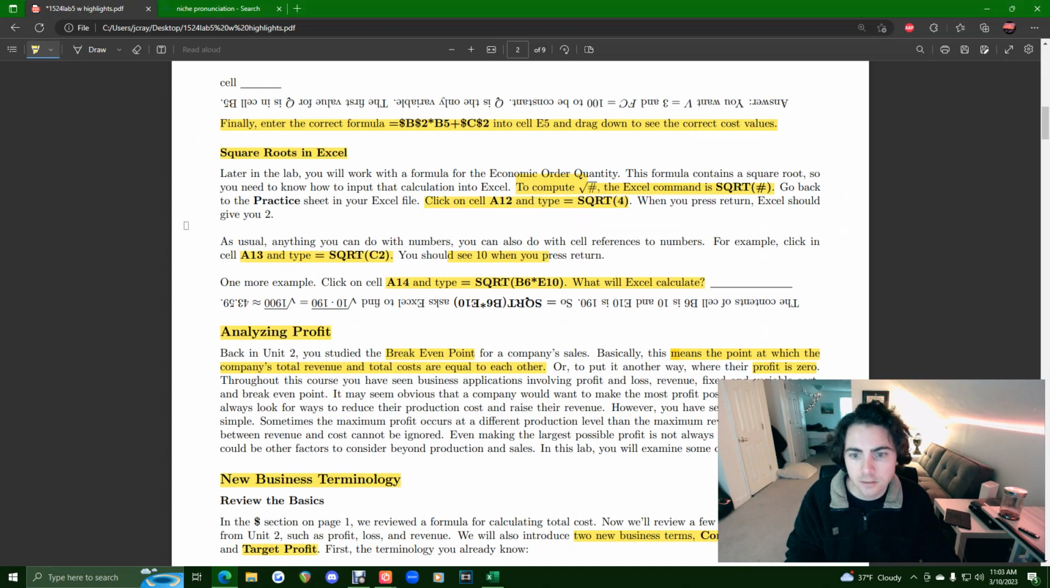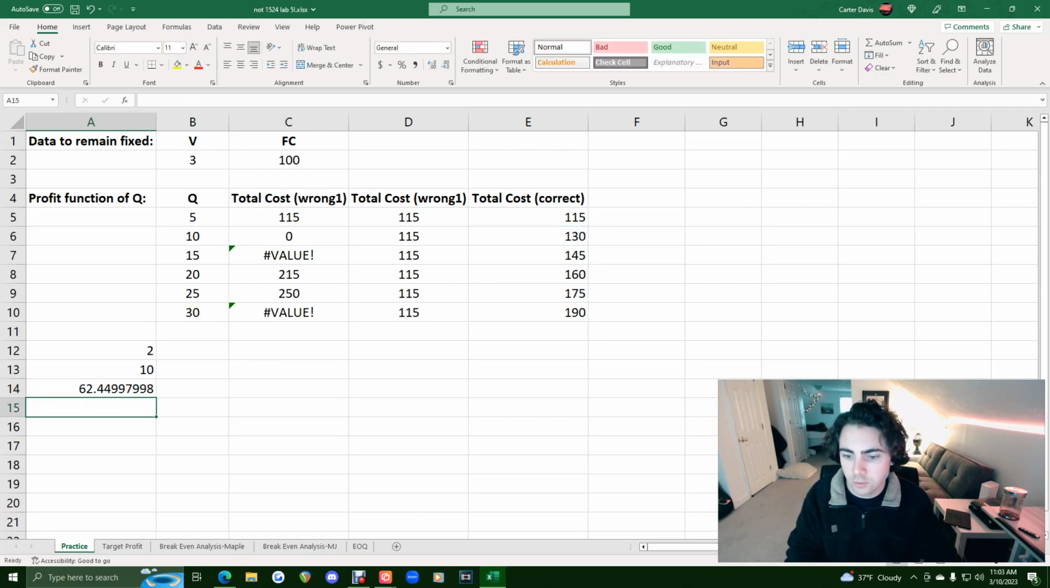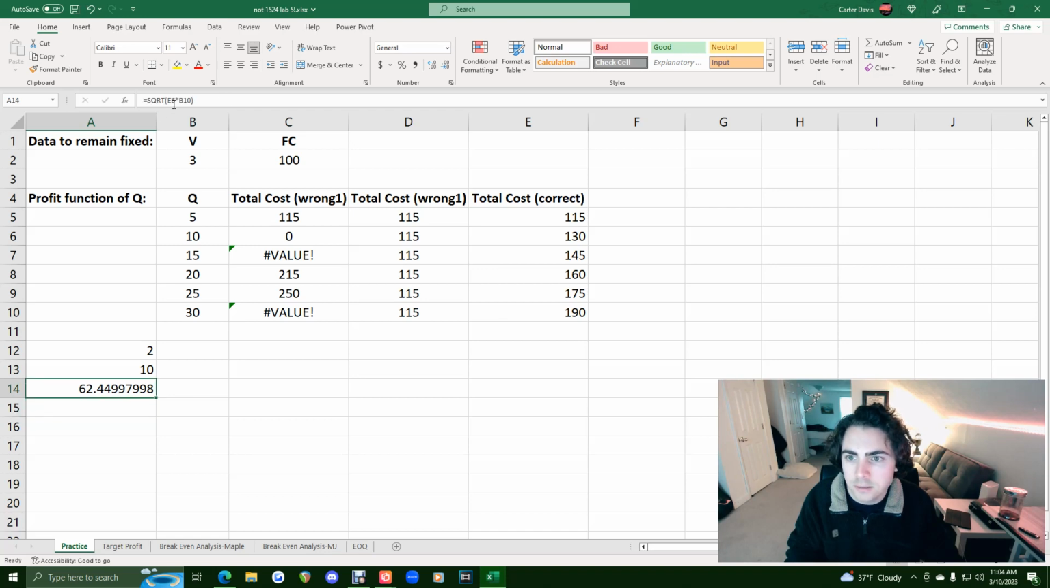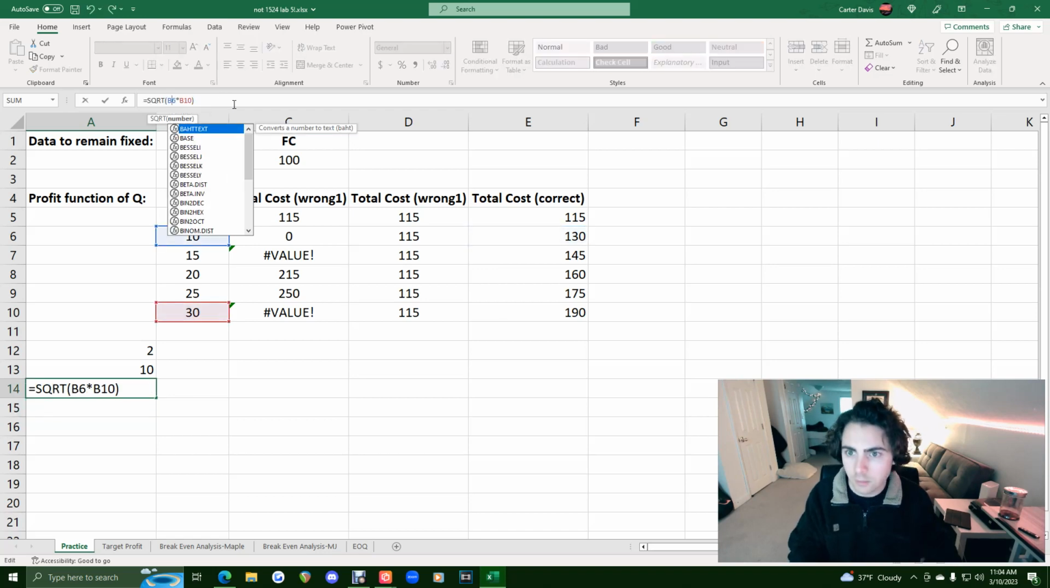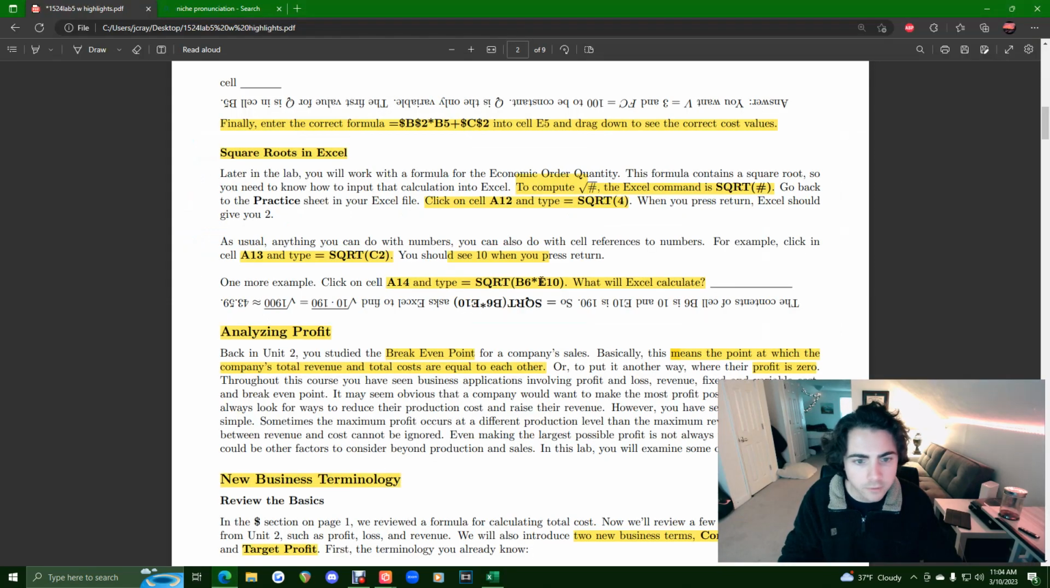You should see 10. One more example. Click on A14 and do the square root of B6 times E10. So square root of E6, so E6 over here, times what we said, B10, maybe 30. So 62.45, is that what they said to do? I think I did the wrong ones. B6 and E10. Did I do those backwards? I did do those backwards. That's silly, right? Let's swap them, B and E. Little dyslexic moment there. All right, 43.59. All right, that's it.